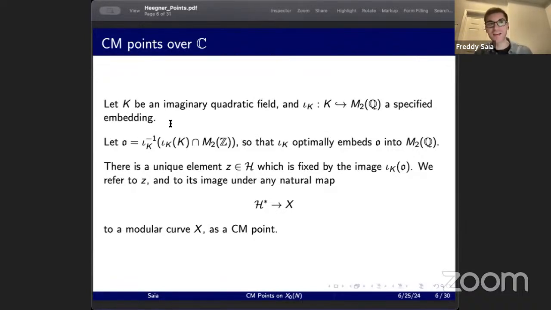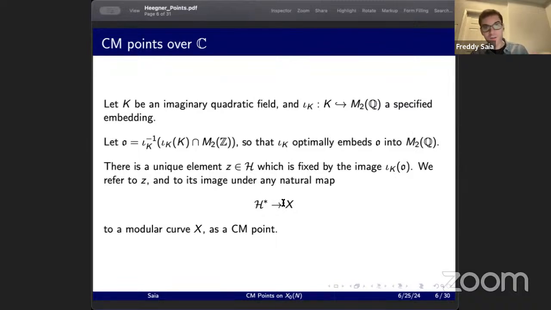So with all this set up, there's a unique element of the upper half plane which is fixed by the image of this order under this embedding. And we call that a CM point. And when I say it's fixed by this image, I mean under this action by linear fractional transformations, right? Elements of this image are in M2Q, and so they act on the upper half plane in the way we spelt out before. Okay, so we call Z a CM point.